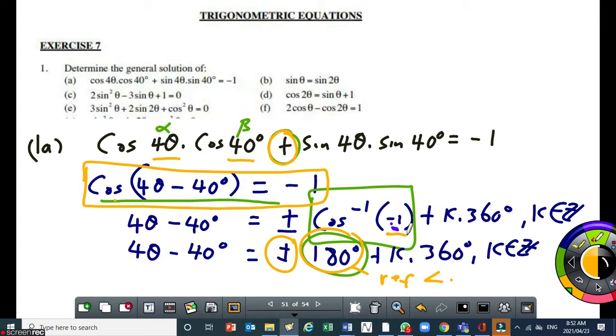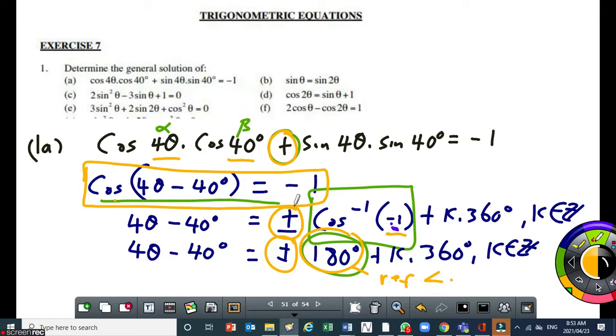Okay? But because cosine has got two general solutions, you have to put plus or minus there in front. Okay? So plus or minus shift cos of -1 plus k times 360, where k is an element of integers.